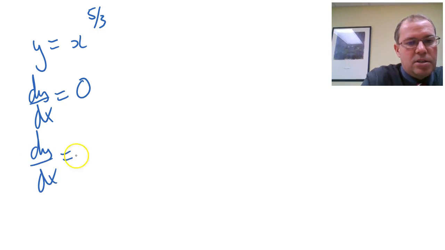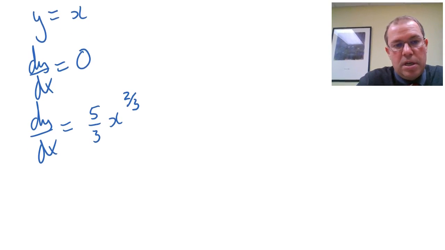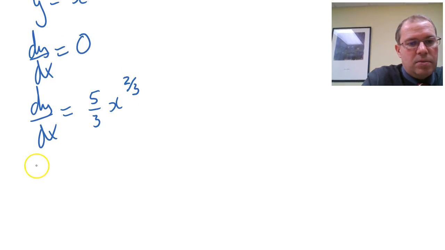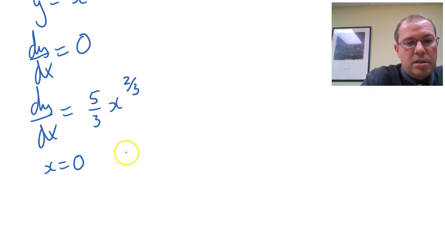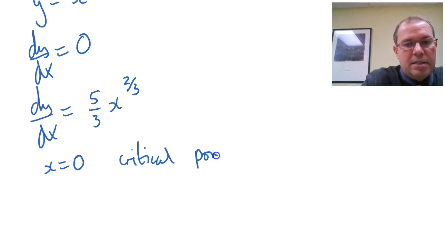So let's find dy/dx first. Using the differentiation rule, the 5/3 comes down, and we knock a power off 5/3 to give us 2/3. So we have 5/3 x to the 2/3. Now clearly, when does this equal 0? This clearly equals 0 when x equals 0. And 5/3 x to the 2/3 is never undefined. So we've got one critical point when x equals 0.